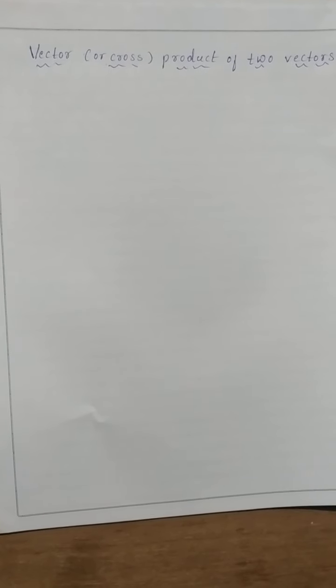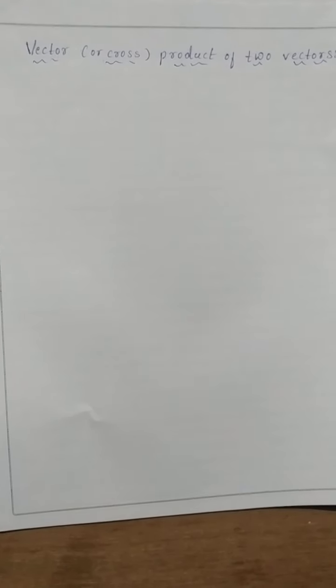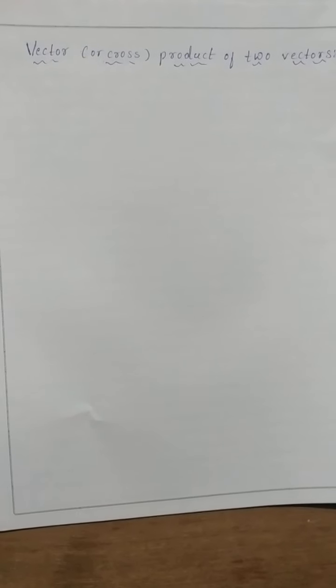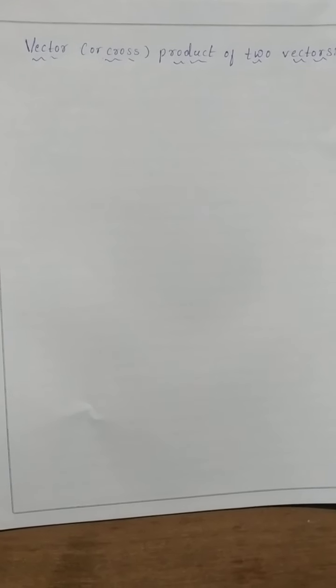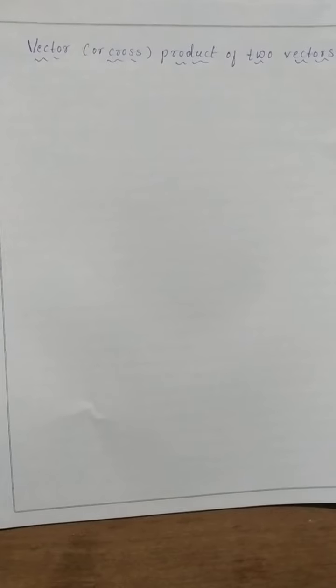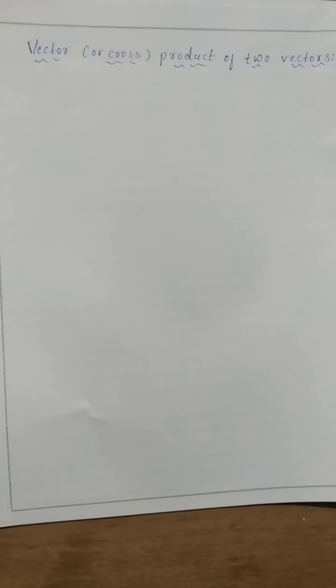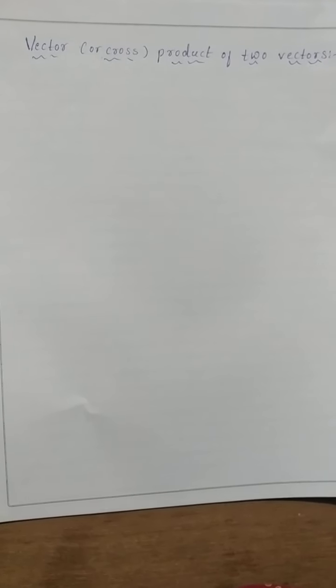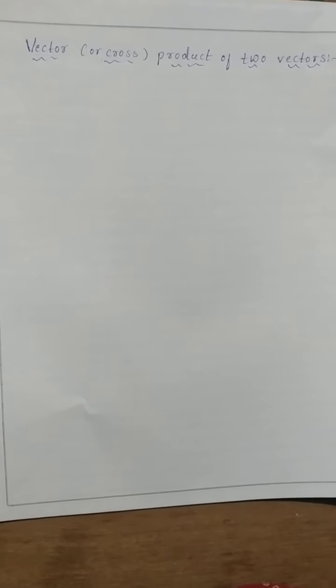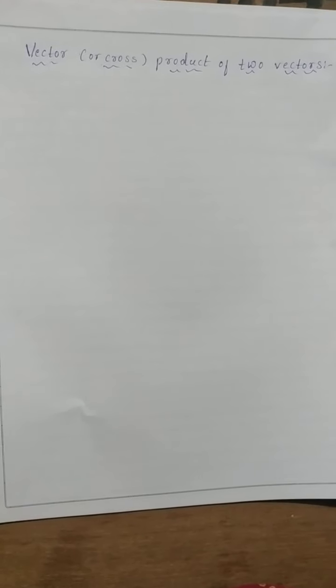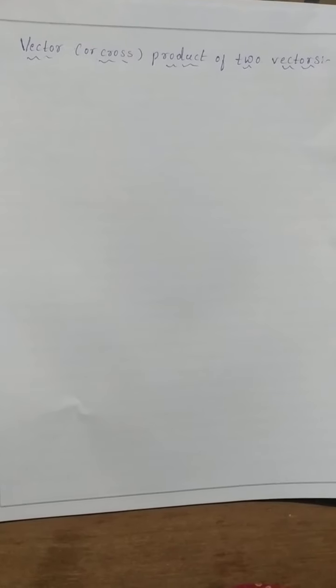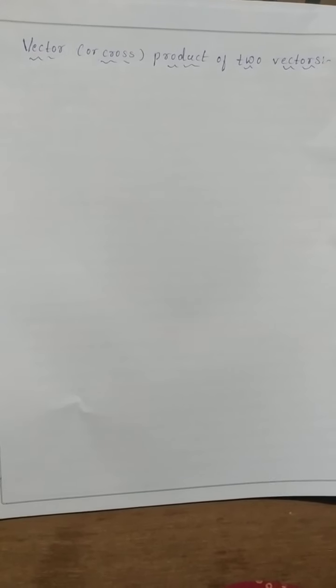Hi guys, today we'll start with the last concept in vector algebra, that is the vector or cross product of two vectors. As I said, for the product of two vectors we have two cases. One is the dot product, another one is the cross product. The dot product is a scalar product; the result will be a scalar only.